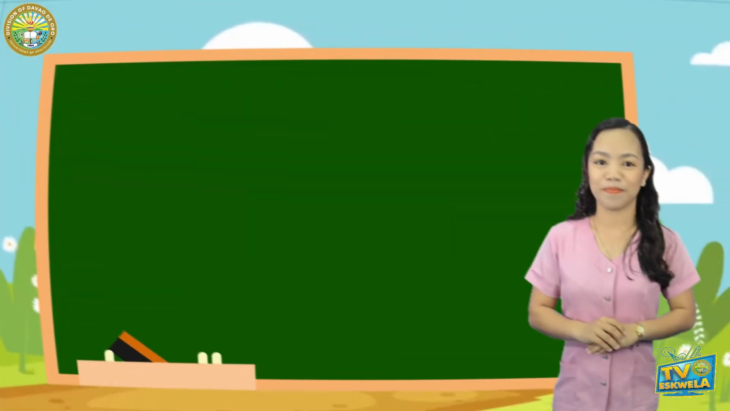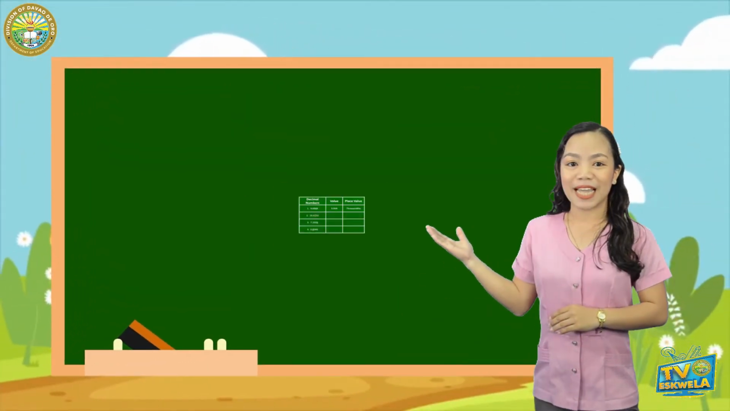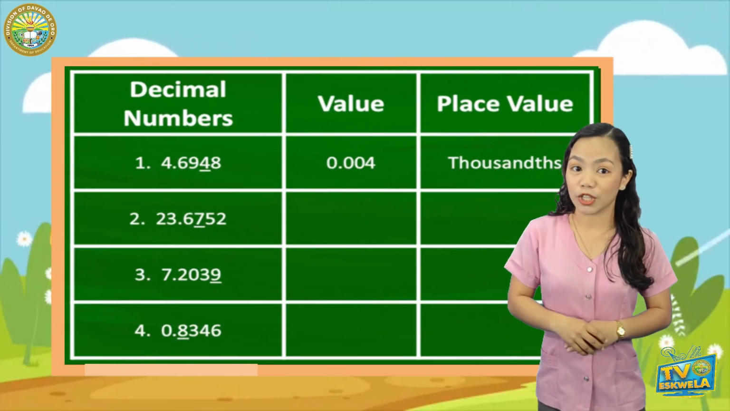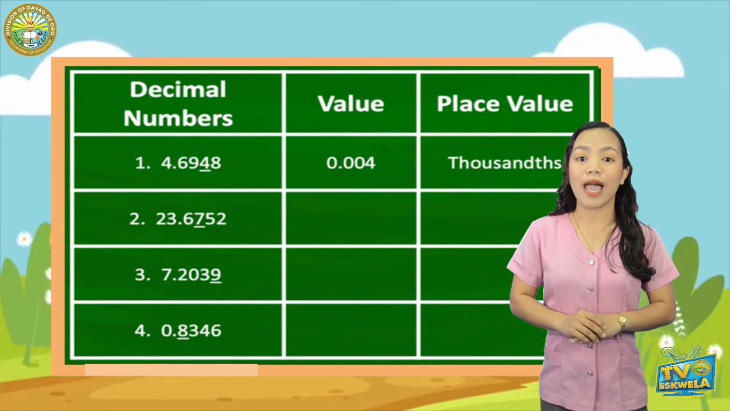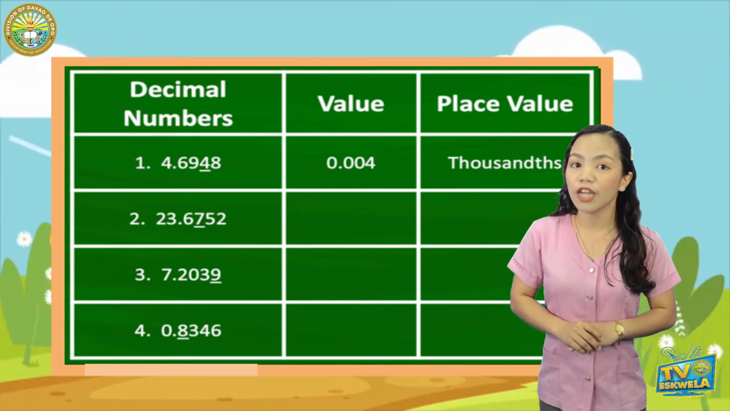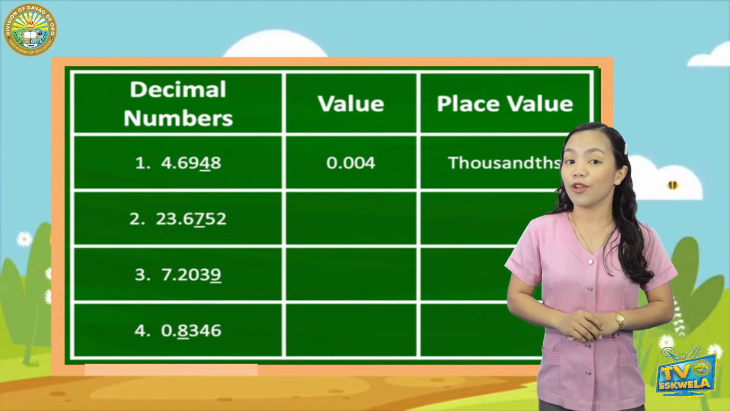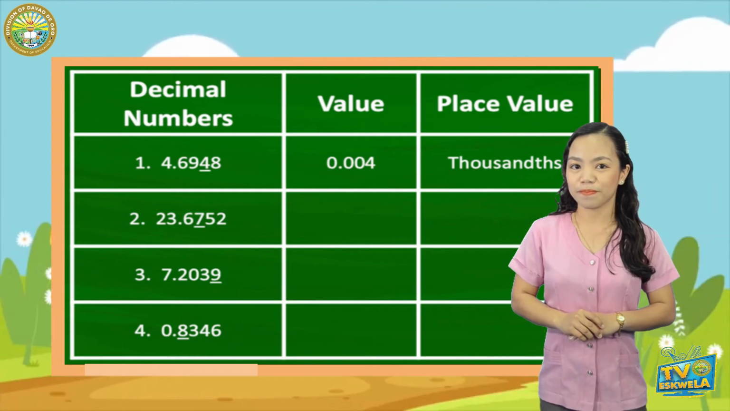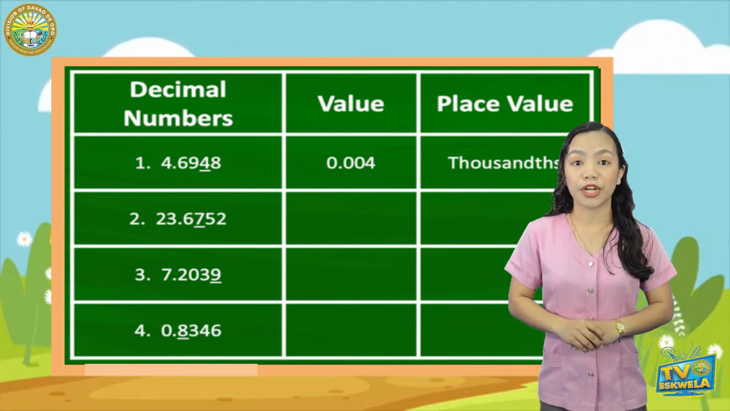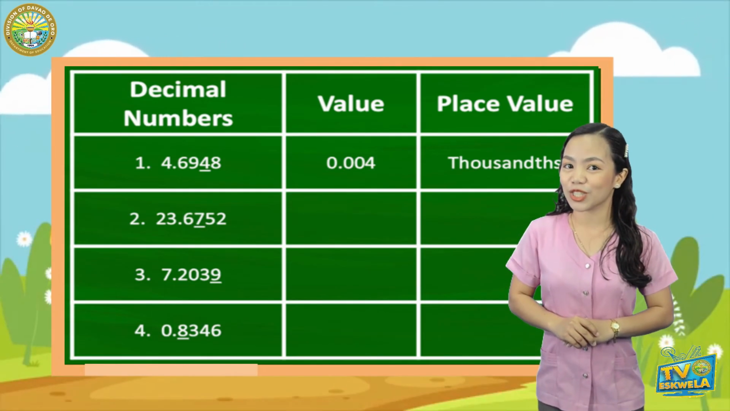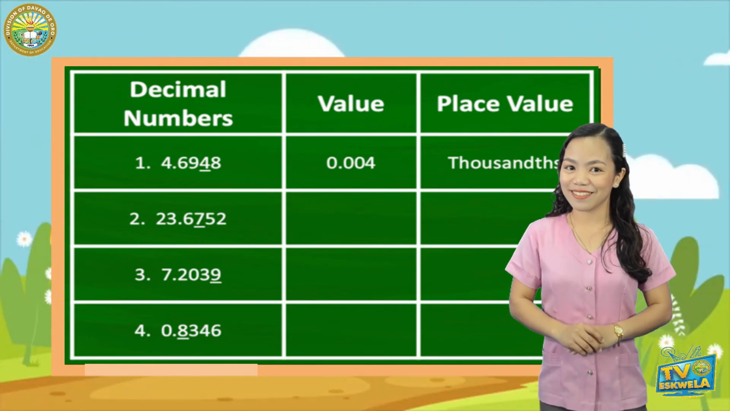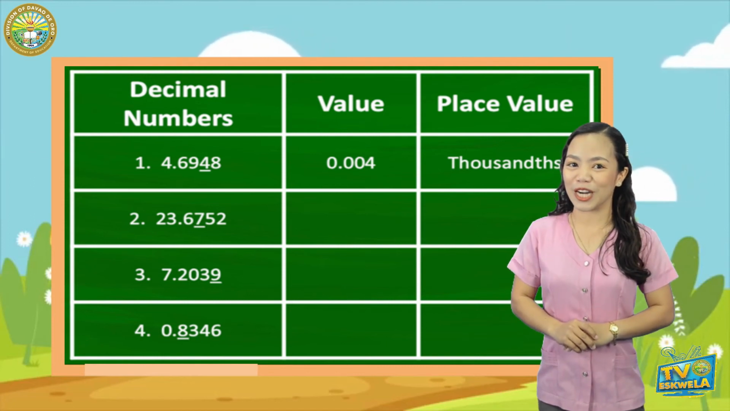Let us have your final guided activity. On your screen is a table with few blank columns. I want you to give the value and the place value of the underlined digit. Notice that the first item is done for you. You shall be given 30 seconds to complete the chart. Are you ready? Your time starts now.